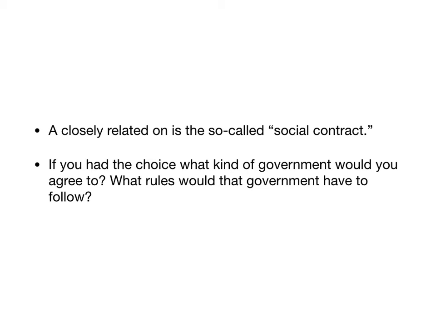A closely related idea, and one we'll talk about a lot more later in the semester when we get to Rawls, is the idea of a so-called social contract. The idea here is this: if you had the choice, if you had to explicitly agree to the government, what would you agree to? What kind of government would you have in place, and what kind of rules would you want that government to follow? The thought here is, there are certain things you wouldn't want the government to do.